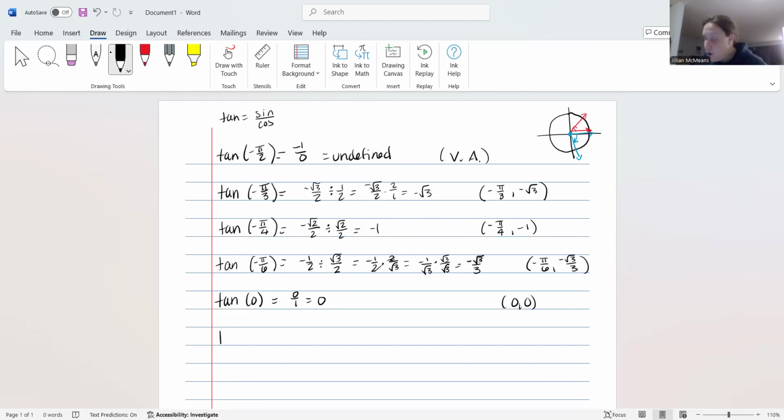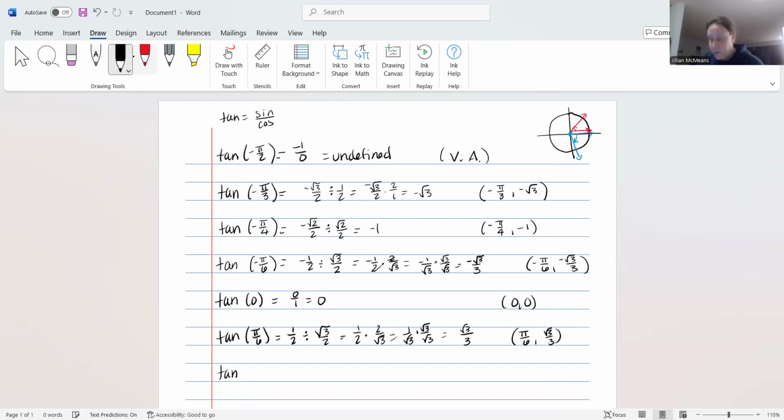And then at pi over 6, so that's positive 30 degrees. So at pi over 6, we have a y-coordinate of 1/2, an x-coordinate of root 3 over 2. So that's going to be 1/2 times, whoops, times 2 over root 3, forgive me. So we get 1 over root 3. Again, we rationalize. Hopefully you're getting pretty good at rationalizing. So we get root 3 over 3. So we have the ordered pair, pi over 6, root 3 over 3.